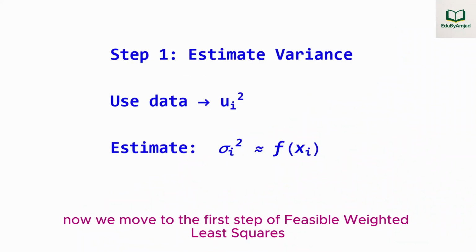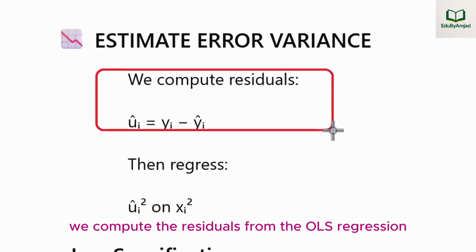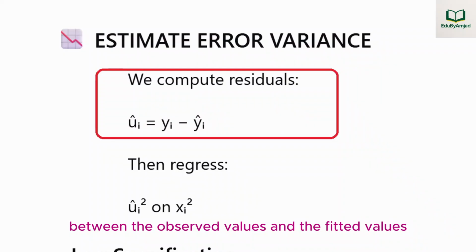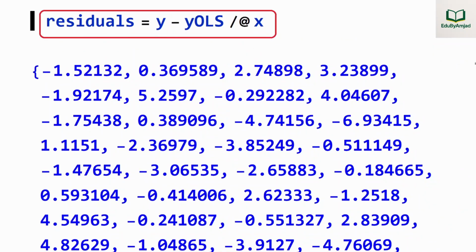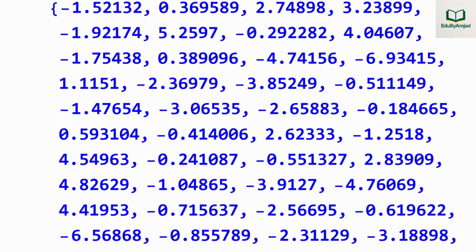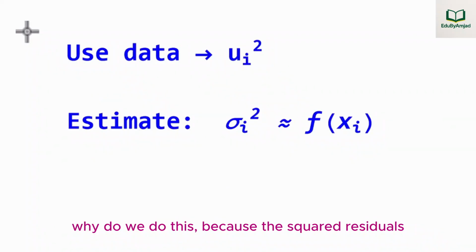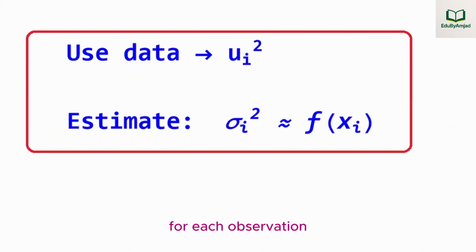Now we move to the first step of feasible weighted least squares. We compute the residuals from the regression. These residuals capture the deviations between the observed values and the fitted values. Next, we square these residuals. Why do we do this? Because the squared residuals provide an estimate of the variance of the error term for each observation.